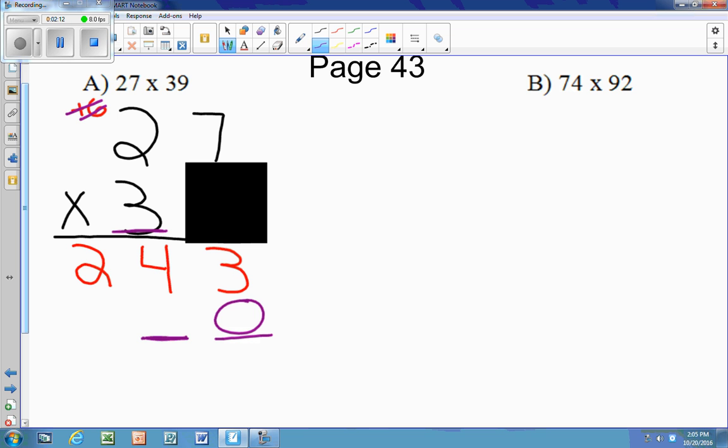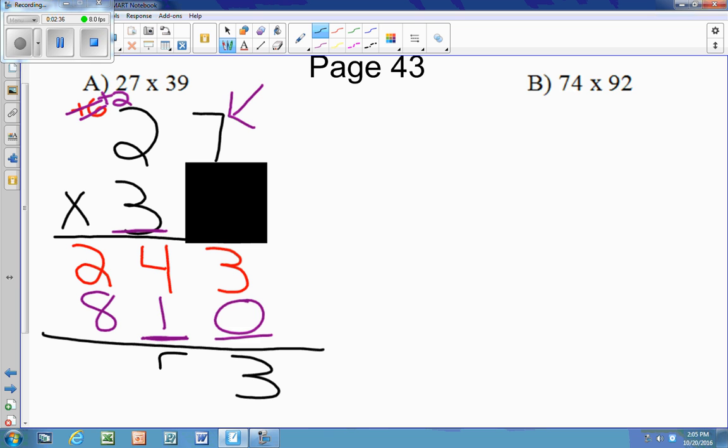So first I do 3 times 7. I always go back to the ones place to start multiplying. So 3 times 7 is 21. I put a 1 down and I carry my 2 up here. Then I do 3 times 2, which is 6, and I add the 2 at the top, which is 8. And now I have no more numbers to use, so I draw a line and I add my 2 rows together.